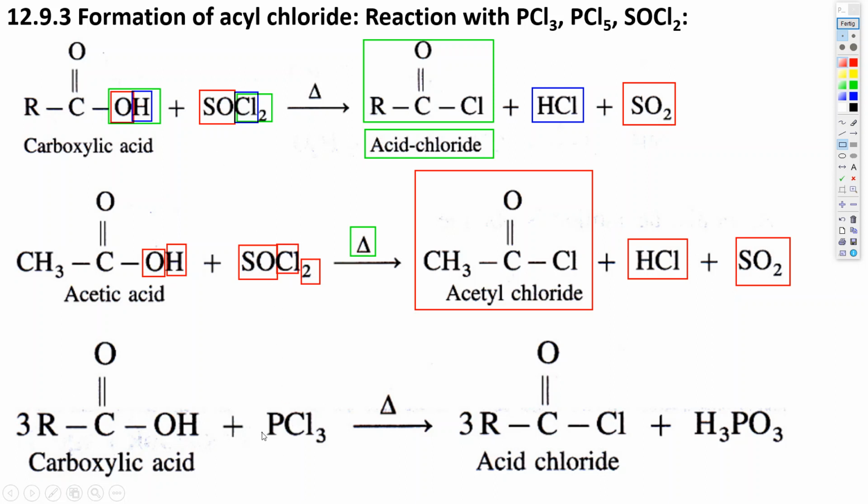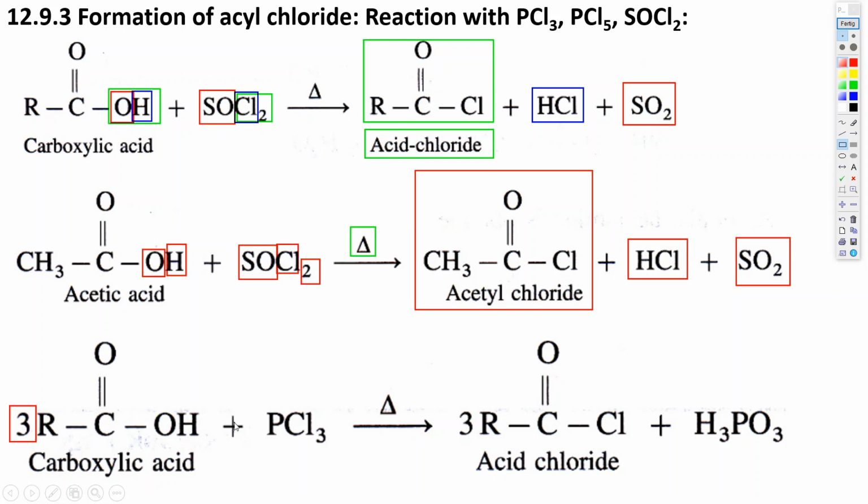After thionyl chloride, we will discuss PCl3, that is phosphorus trichloride. When carboxylic acid reacts, remember that when we take phosphorus trichloride, at that time you have to take 3 molecules of a carboxylic acid. We already discussed this type of reaction in alcohol, phenol and ether. Same example, but instead of acid we take alcohol. So when you take PCl3, you have to take 3 molecules of a carboxylic acid or alcohol.